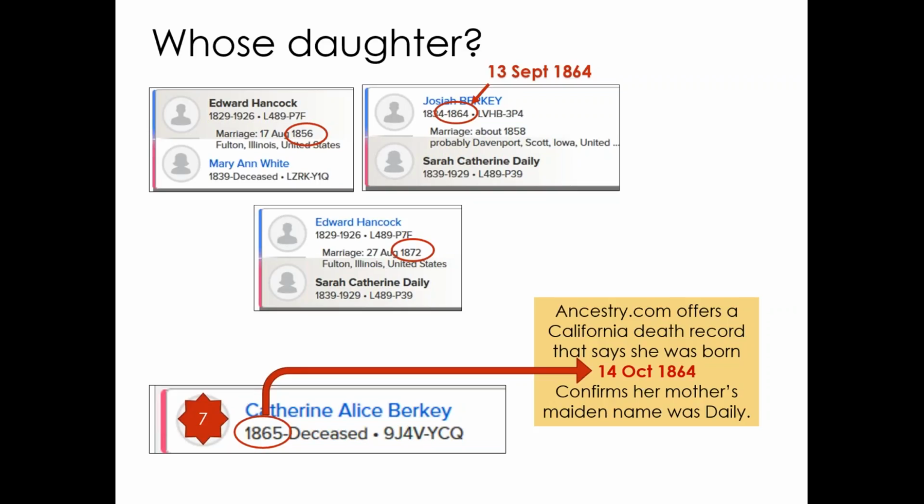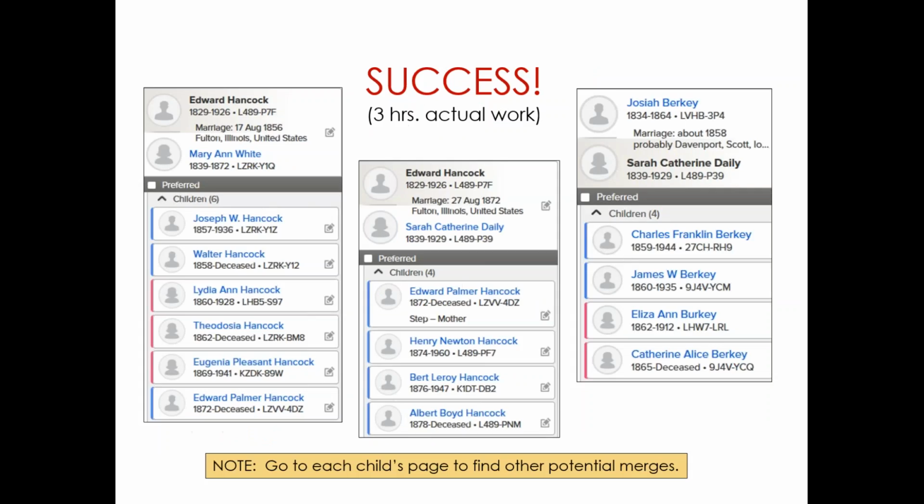And I would not have known that without that California death record that I found in Ancestry, which confirmed that her mother's maiden name was Daly. I've got the right mother. So what we ended up with here is a family group that actually makes sense. And what we've discovered is that Josiah was husband 1, and husband 2 was Edward, of wife Sarah Catherine Daly. And that Edward was first married to Mary Ann White.